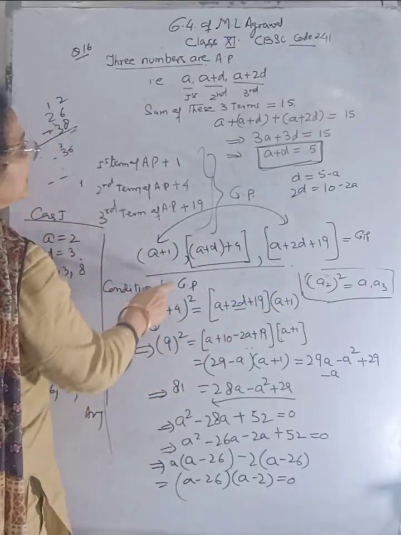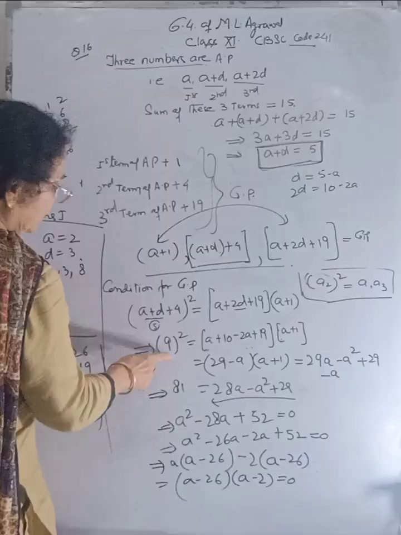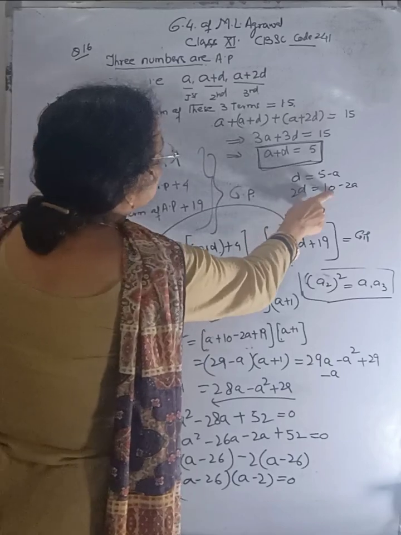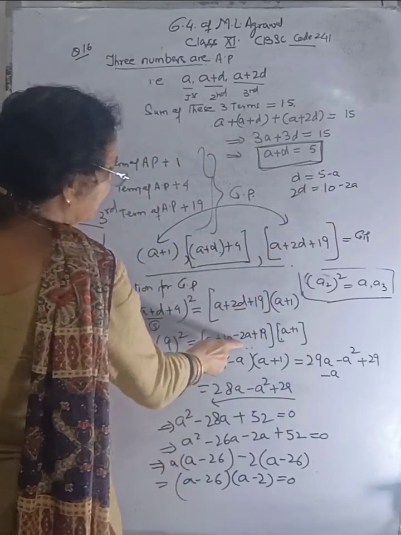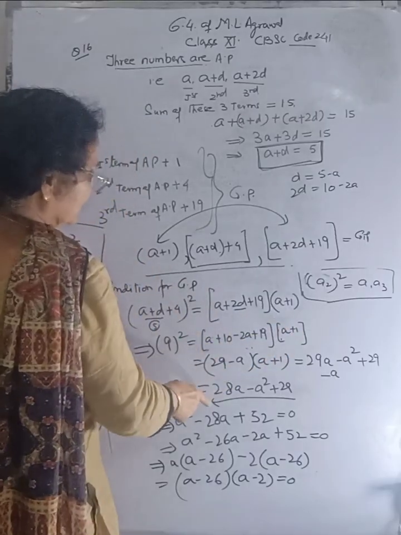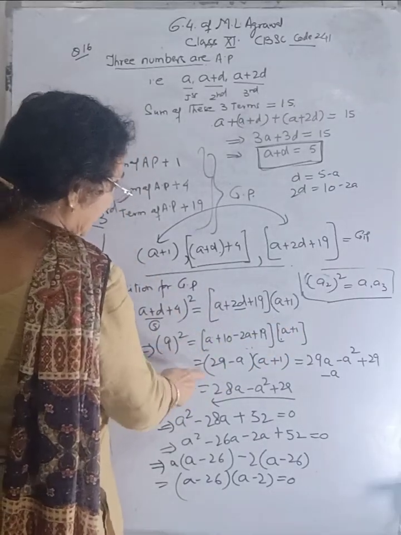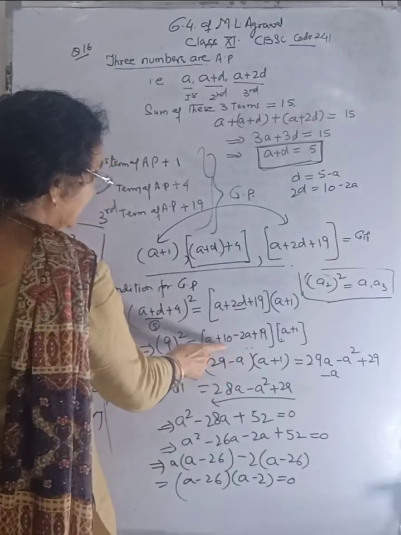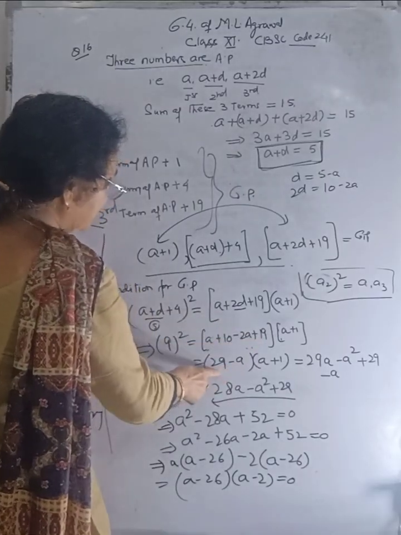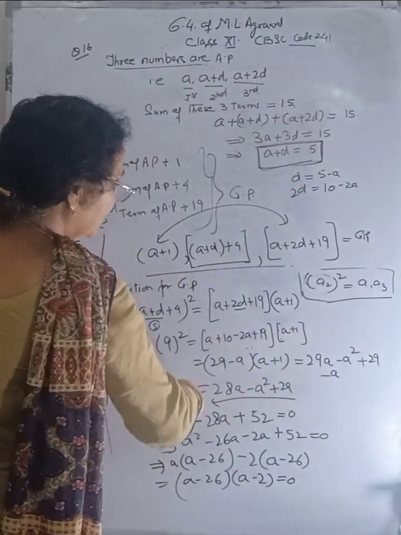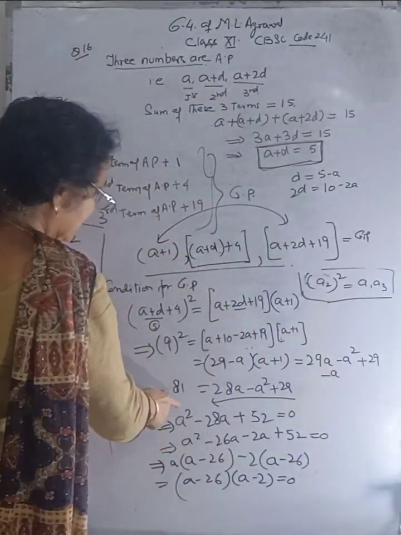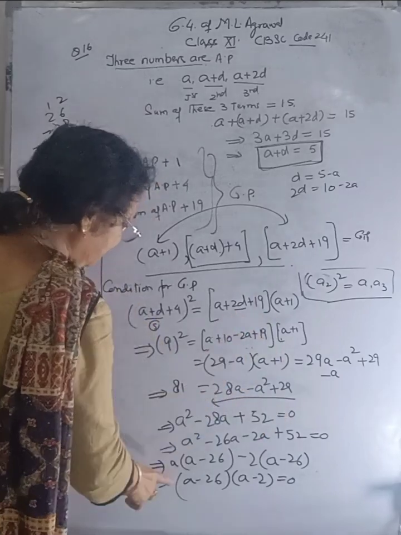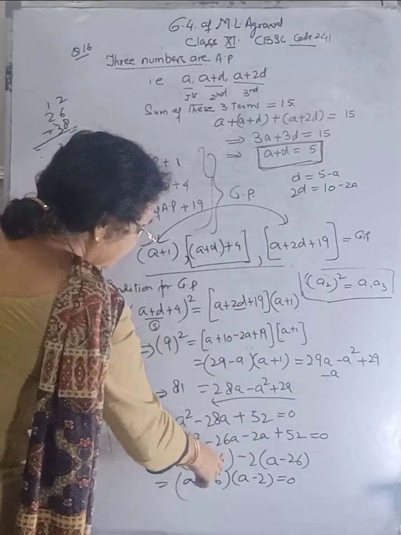A plus d can be written as 5, so this will be 5 plus 4 is equal to 9 square. Now, we can put 2d is equal to 10 minus 2a. Then a plus 10 minus 2a plus 19 into a plus 1 is equal to 9 square, and 9 square is equal to 81. Simplifying, we get a quadratic equation of the form a square minus 28a plus 52 is equal to 0. From here, we factorize this.